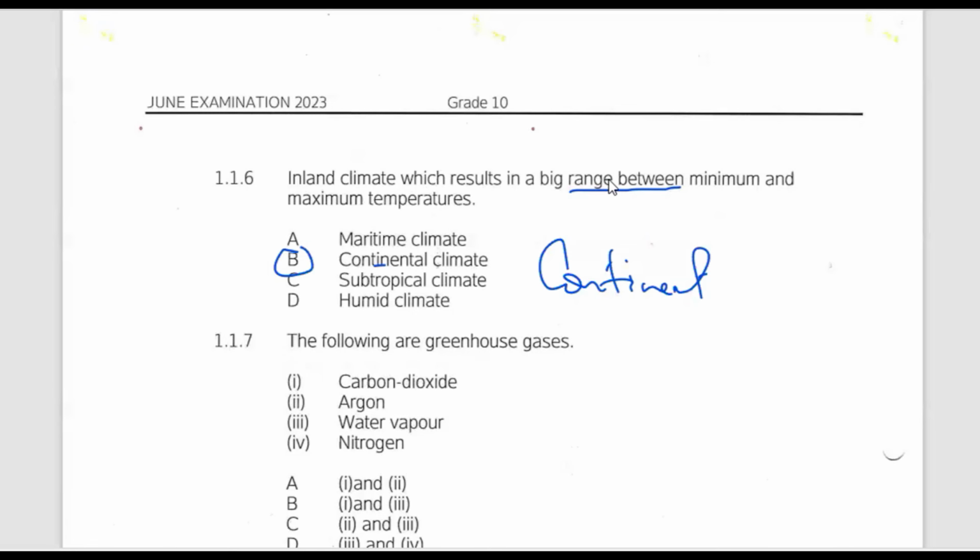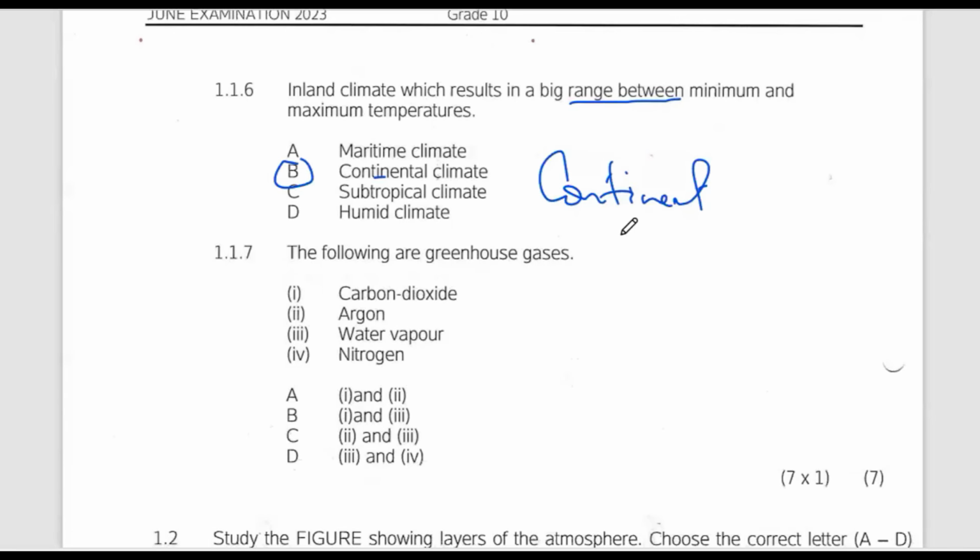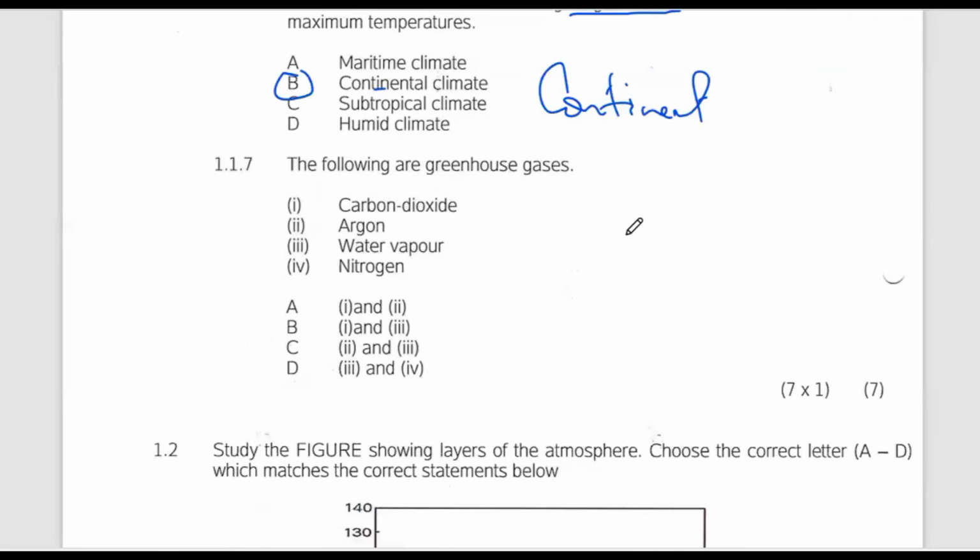Right, I will move on to the next question, which is number 7. It says, the following are greenhouse gases. We want to pick out greenhouse gases from the combination which is given in that illustration of gases. We have number 1, carbon dioxide, we have argon, we have water vapor, and we have nitrogen.